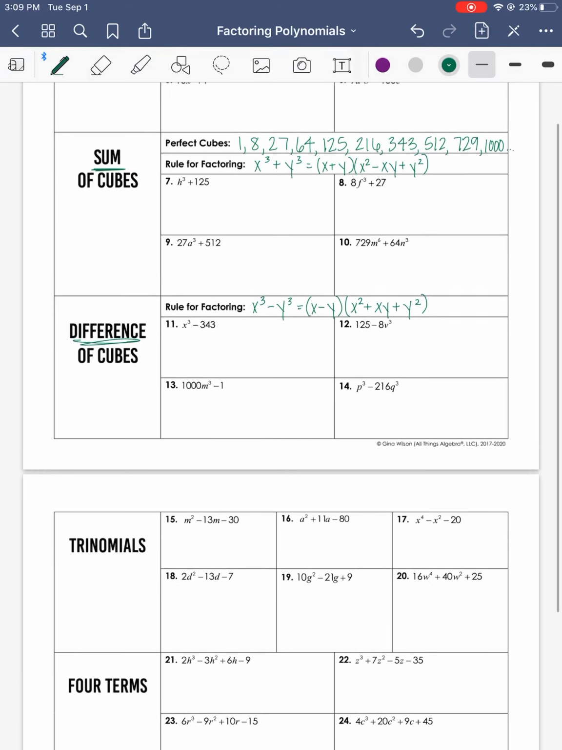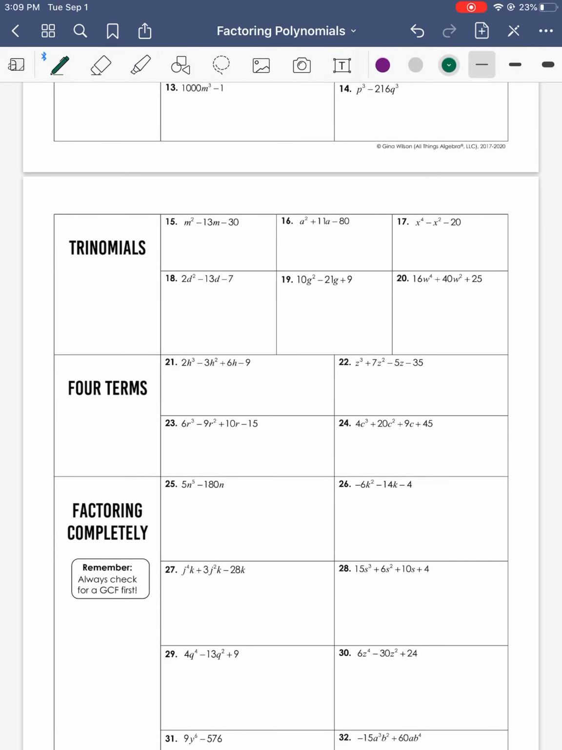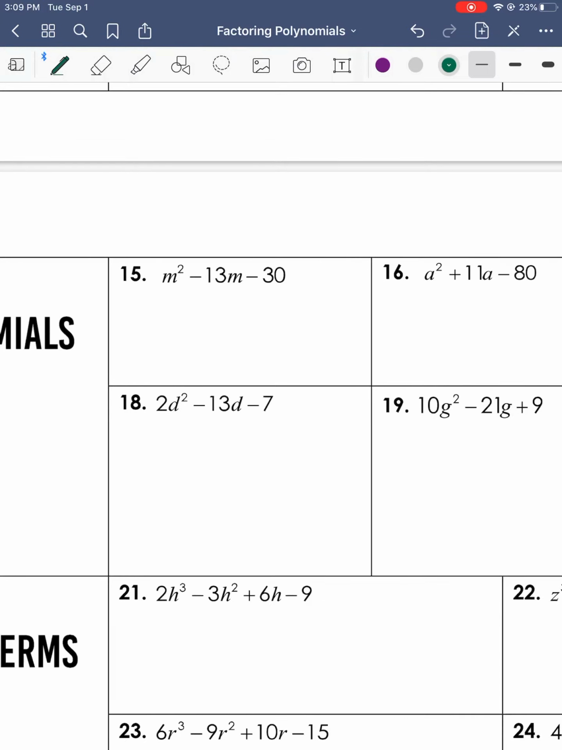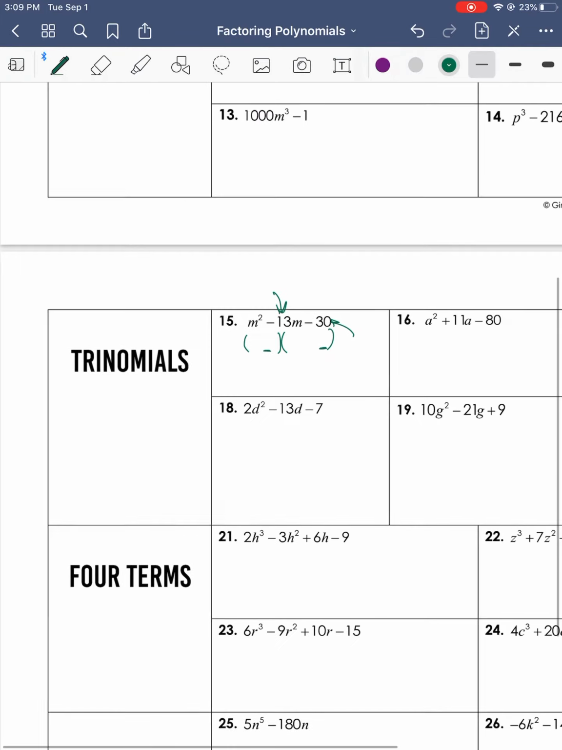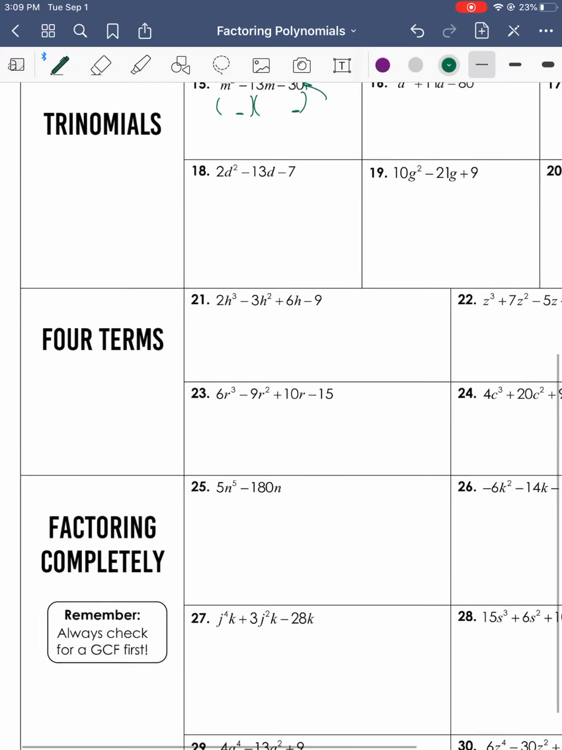And then on our second page here, we'll have trinomials. So I'm not going to do any of these examples, but I'll give you a few reminders. This is the one where you're going to be splitting up like this. And these last two terms have to multiply together to get negative 30 and add together to get negative 13. That one is probably the one you've had the most practice with.